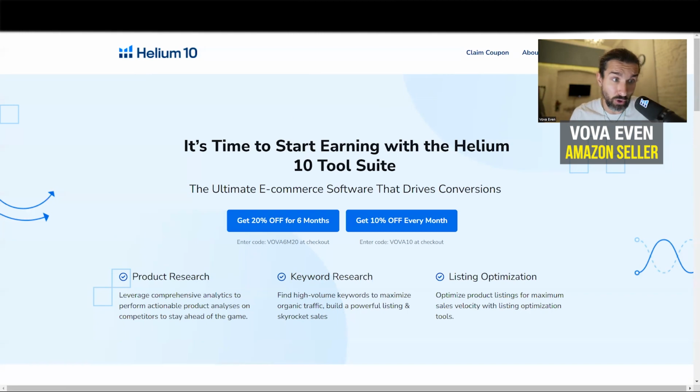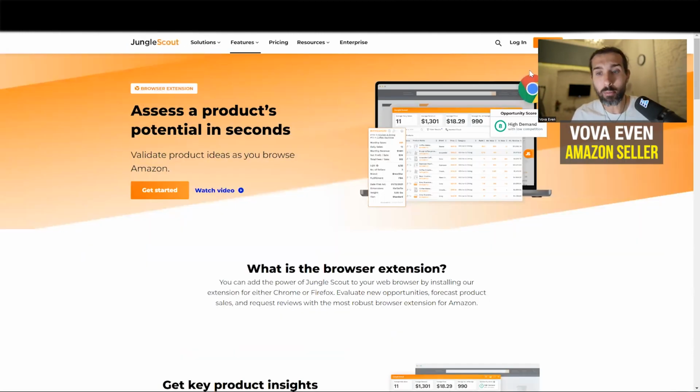But if you're looking for an alternative for Helium 10 X-ray, there is the Chrome extension by Jungle Scout, which is also a tool that is similar to the Helium 10 X-ray.